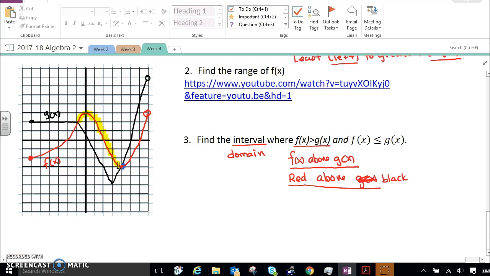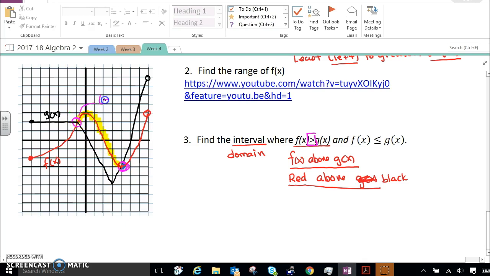That is the portion of the graph where red is on top of or above or greater than black. Notice that right where they meet, it's not on top of, they're equal to. So I would put open circles because that's not greater than. So we need to clear that out of our domain. Now we just find the domain of the shaded region.